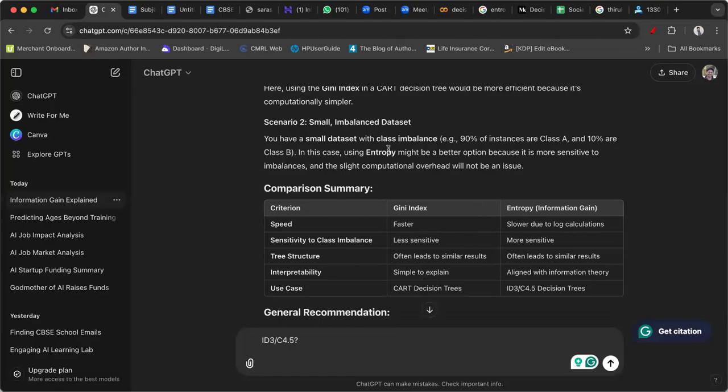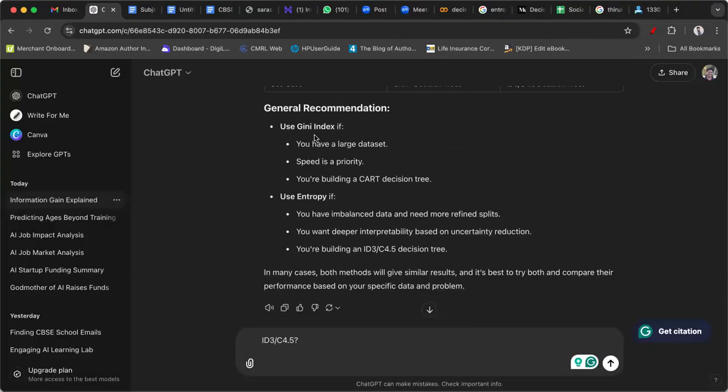Now the small imbalanced data set. If we have a small data set with a class imbalance, 90% of instances are class A and 10% are class B, in this case using entropy might be a better option because it is more sensitive to imbalances, and the slight computational overhead will not be an issue. So based on the problem statement and on the data sets or records, you can choose either the entropy model or the Gini index model. That is the general recommendation. You have a large data set, speed is priority.